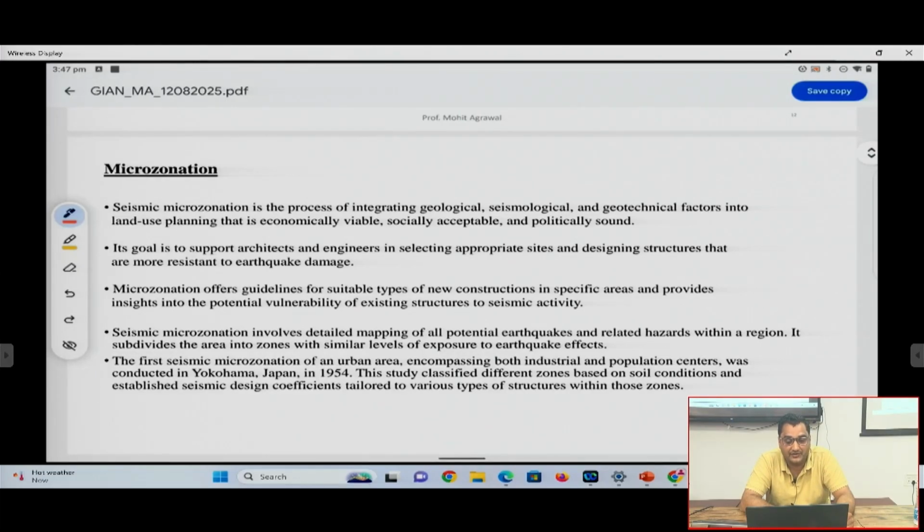So micro zonation offers guidelines for suitable types of new constructions in specific areas and provides insights into the potential vulnerability of existing structures to seismic activity. And seismic micro zonation involves detailed mapping of all potential earthquakes and related hazards within a region. It subdivides the area into zones with similar levels of exposure to earthquake effects. So the first seismic microzonation study was conducted in Japan in the city of Yokohama in 1954, where they classified the entire area into different zones based on the soil conditions and established seismic design coefficients that may be tailored to various types of structures within those zones.